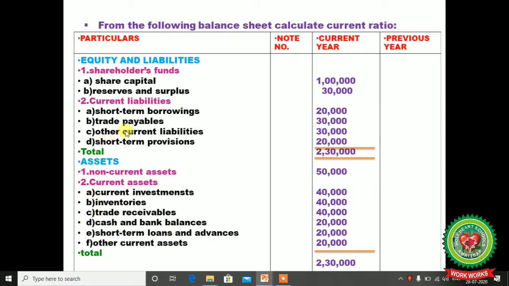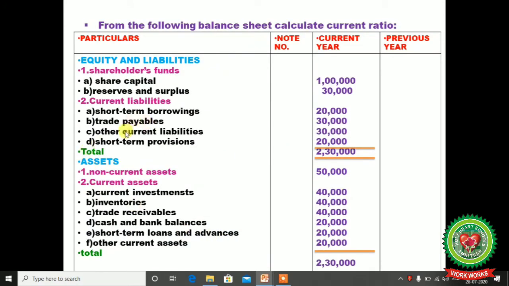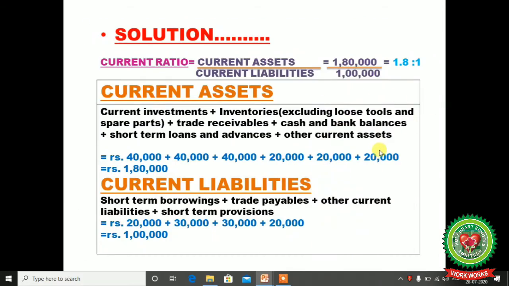Now see from the statement, current liabilities: short-term borrowings 20,000, record short-term borrowings 20,000. Likewise, trade payables 30,000, record 30,000 trade payables. Then from the statement, other current liabilities 30,000, record other current liabilities 30,000, and the last, short-term provision. Check it out.